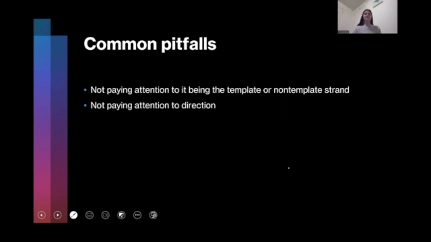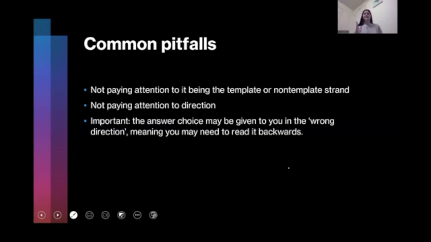So that's one. The next is not paying attention to direction. So if it's given to you 5' to 3', if it's non-template, that means it's parallel to mRNA. If it's template, it's anti-parallel to mRNA. So make sure you're looking at that, because there will be answer choices where the nucleotides are the same. The only difference is the direction. And finally, this is an important point. We're going to practice with this if this doesn't make a lot of sense right now. The answer choice might be given to you in the wrong direction, meaning that you need to read it backwards. I'm not going to spend a lot of time on that last point because I'm going to talk about it in the next slide, and I think it'll make more sense.